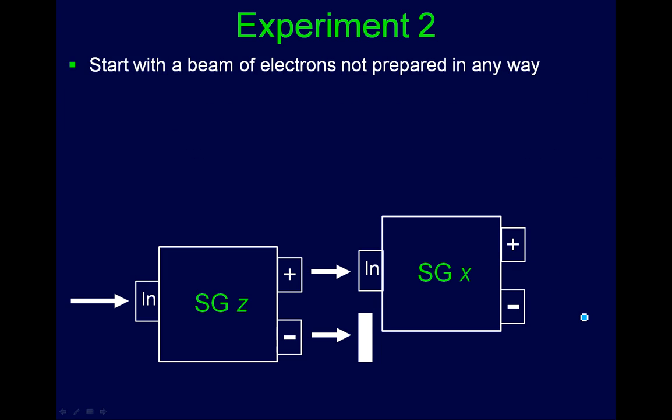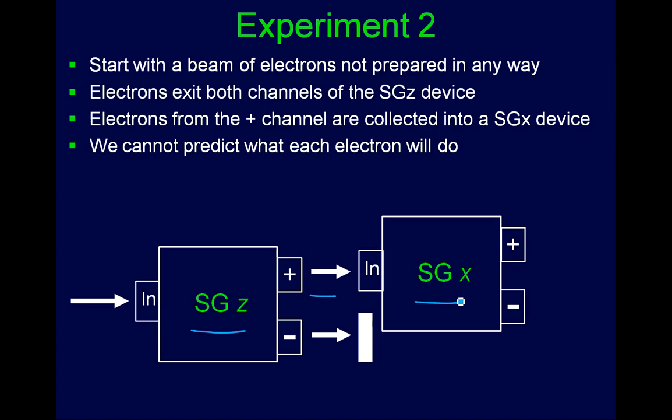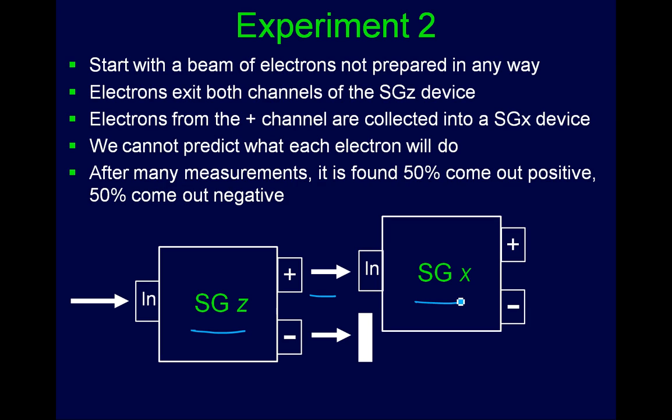Now for experiment 2, what they do is they take one SGZ device, and then they take the positive, so it's aligned with the Z direction, and they put it through an SGX device. And all that is, it's an SGZ device that's just been rotated a little bit, and so now it's measuring the particles in the positive and the negative direction in the X direction. All right, and so what they find is when they do this, you can't predict what each electron will do. After many measurements, it's found that 50% come out positive and 50% come out negative.